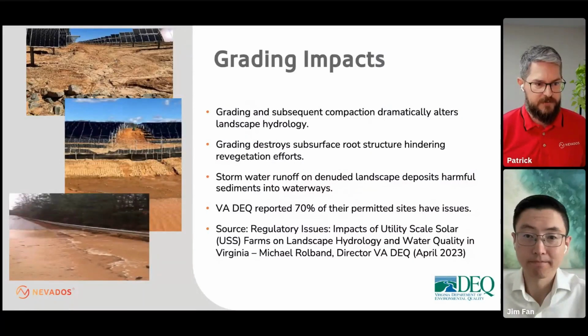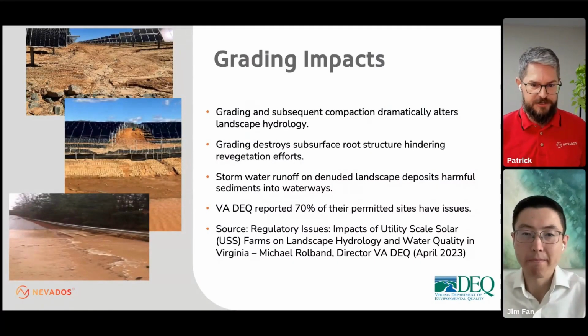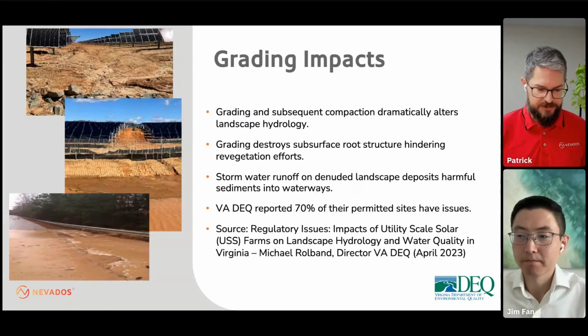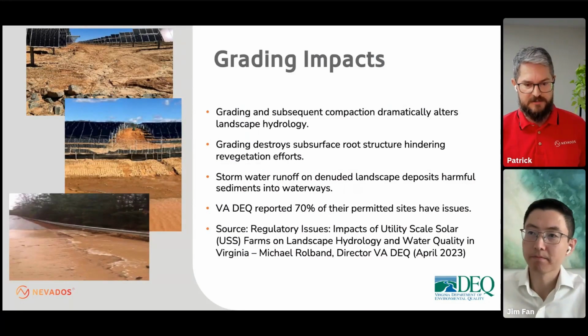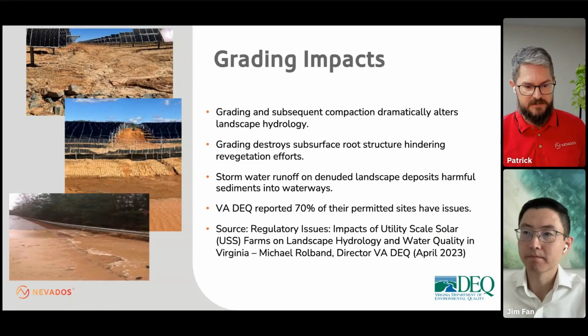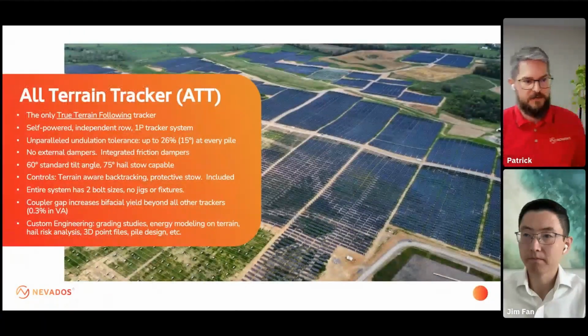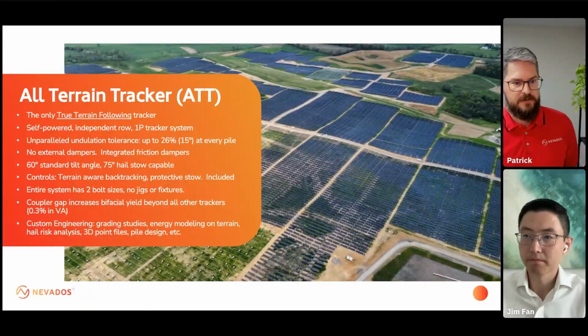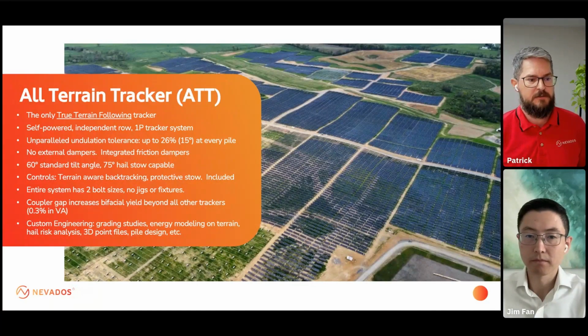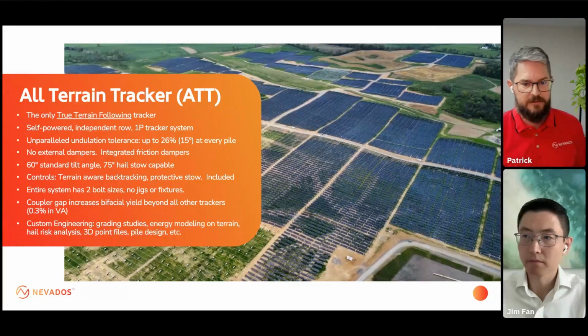There's a lot of regulation issues and permitting issues at the moment, because the government and the states realized there is flooding issues, etc. So a lot of sites are struggling with getting their sites graded, and that is where Nevados comes in. So the Nevados all-terrain tracker does 26% at every pile. So we can do very uneven terrain.